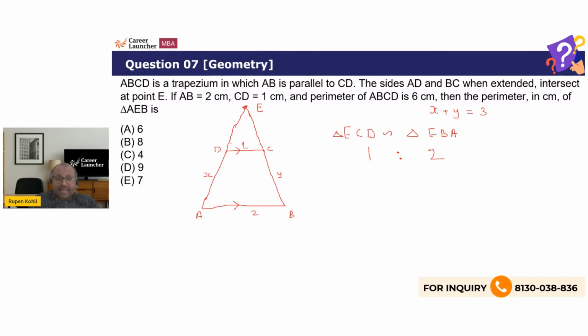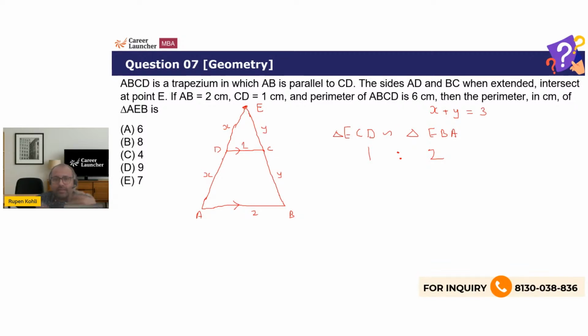And likewise, ED and EA are corresponding sides. So they should be in the ratio 1 is to 2. Which means अगर ये x है तो उसको भी x होना पड़ेगा ताकि 1 is to 2 हो जाए, ED is to EA. Likewise, EC is to EB. Again, this should also be y. I think our job is done, right?